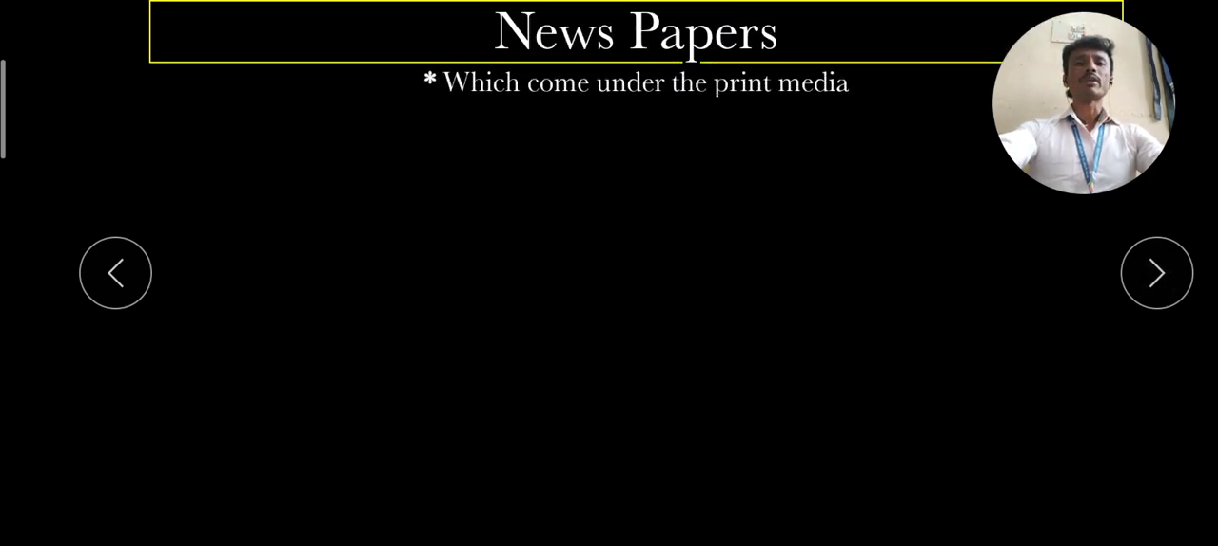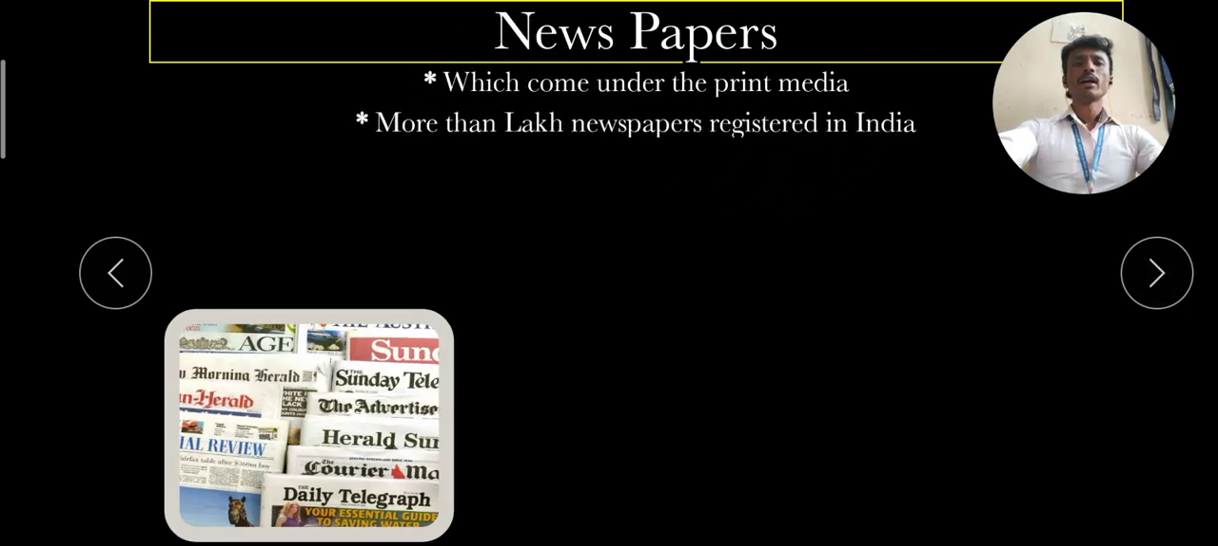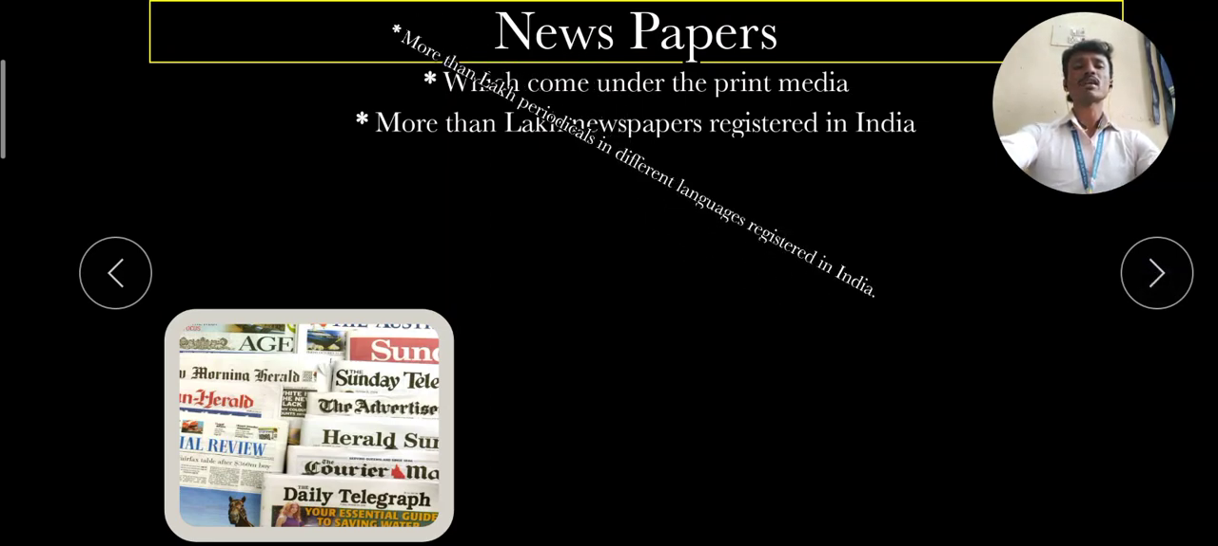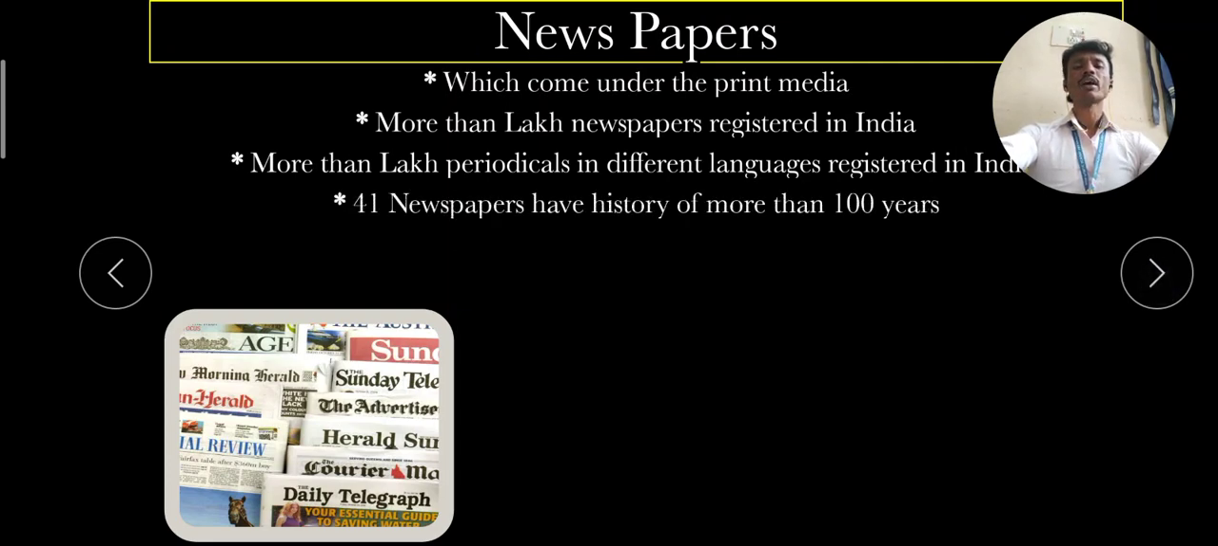Then newspapers, which come under the print media. Print media means printed matter. Got it? More than a lakh newspapers are registered in India. It means certified, more than a lakh newspapers. We know only a few newspaper names, that's it, but more than a lakh newspapers are registered, and more than a lakh periodicals in different languages are registered in India. It means publications are also registered in India.